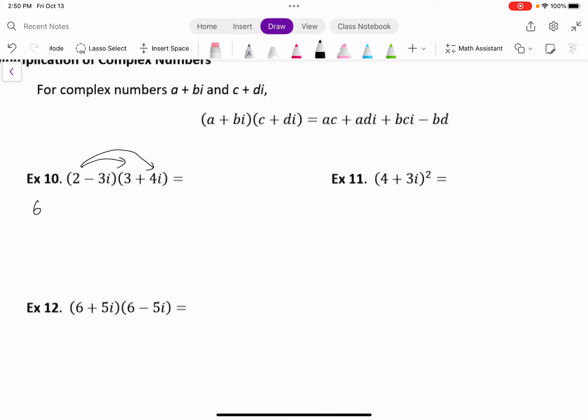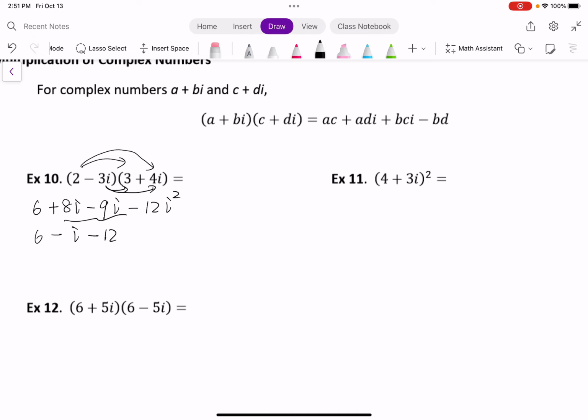2 times positive 4i is 8i. And then negative 3i times 3i is minus 9i. And negative 3i times positive 4i is minus 12i squared, because i times i is i squared. Then we can combine these two: 6 minus i and minus 12i squared.